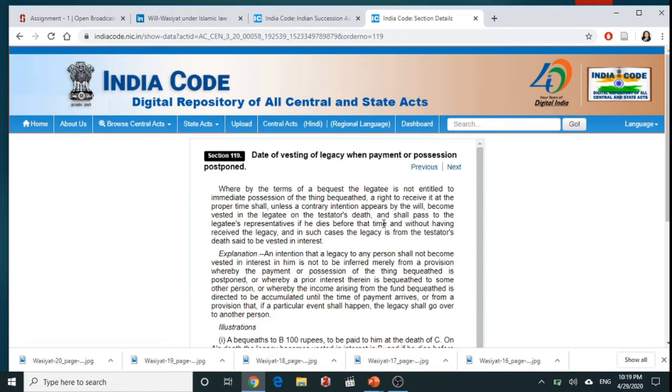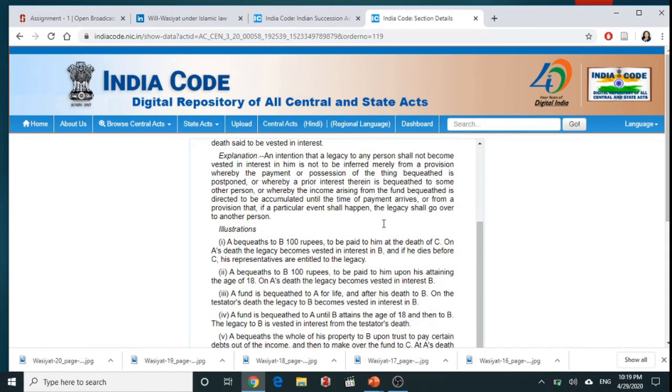An intention that the legacy to any person shall not become vested in interest in him is not to be inferred merely from any provision whereby the payment or possession of the thing bequeathed is postponed, or whereby the prior interest therein is bequeathed to some other person, or whereby the income arising from the fund bequeathed is directed to be accumulated until the time of payment arrives, or from a provision that if a particular event shall happen, the legacy shall go to another person.